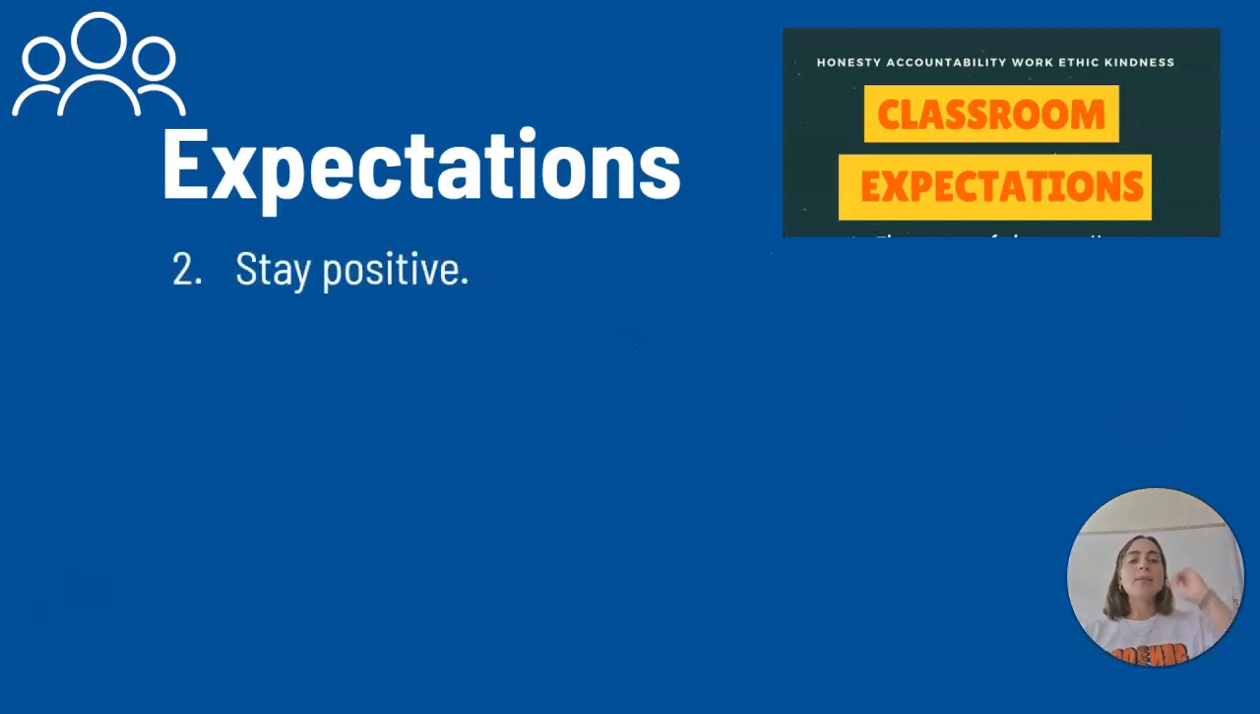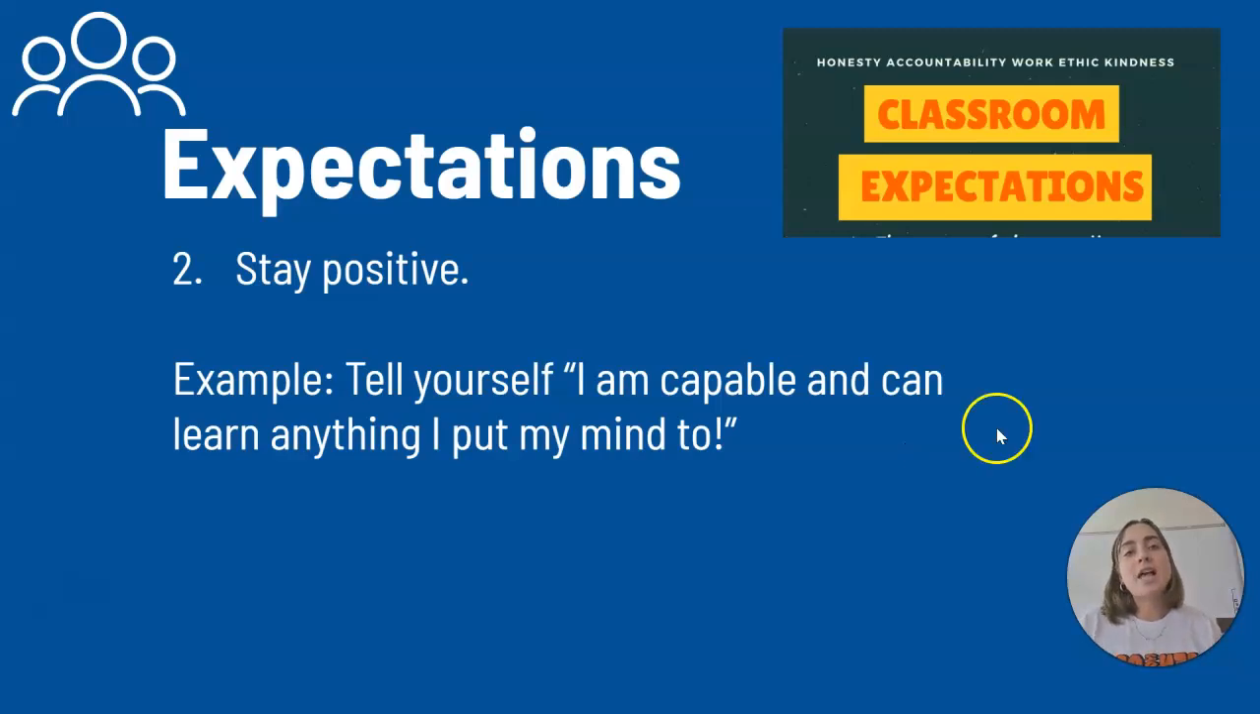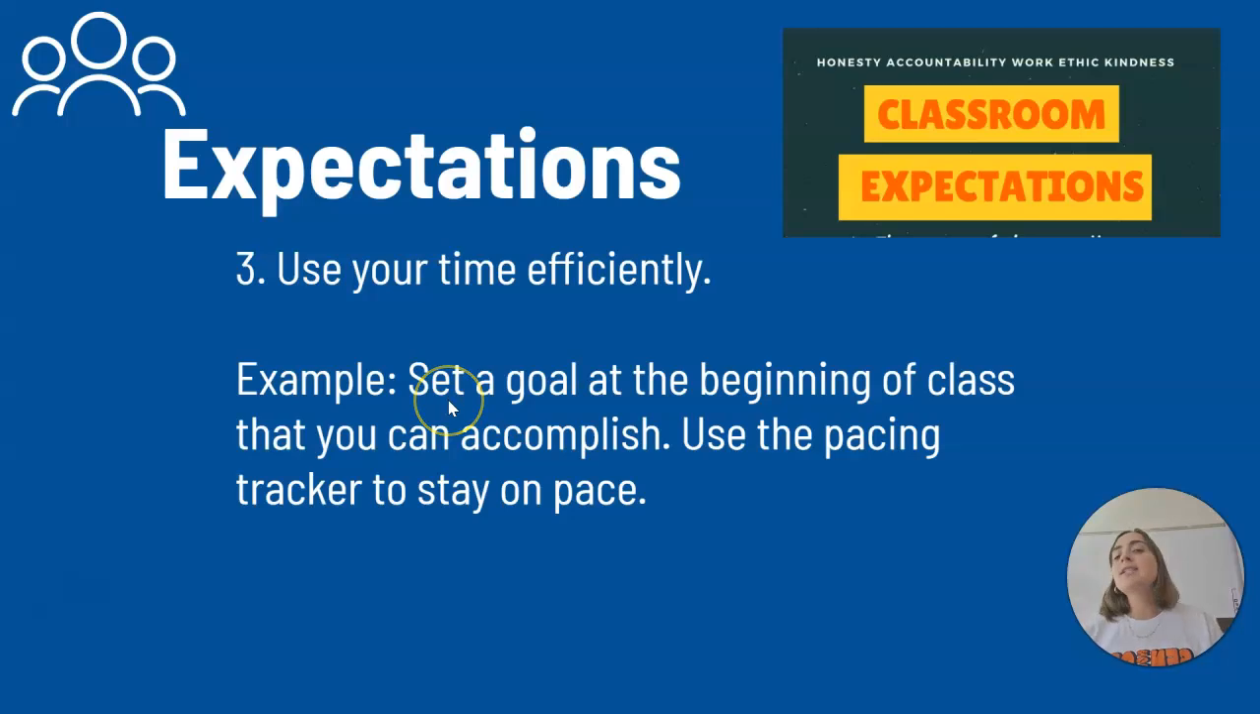The second expectation is to stay positive. I know that we're going to have some off days, and I don't expect you to be positive every single day, but I do expect you to have a positive mindset about yourself and others, to believe that you're capable of being successful in this class. I expect that you're going to use your time efficiently. If you're using your time efficiently in class, you really shouldn't have homework for English 10. You can get it done in class if you're using your time efficiently. I want us to set goals at the beginning of class that you can accomplish. I want us to use the pacing tracker to stay on pace. I want us to make sure that we are using our time efficiently.